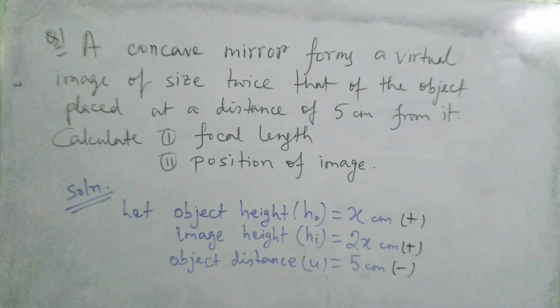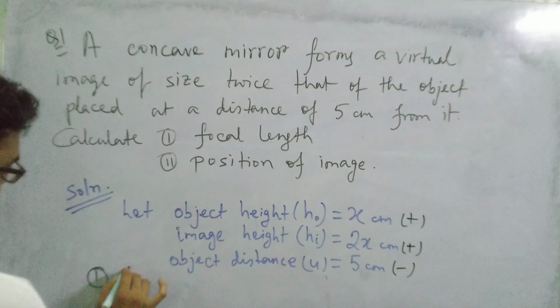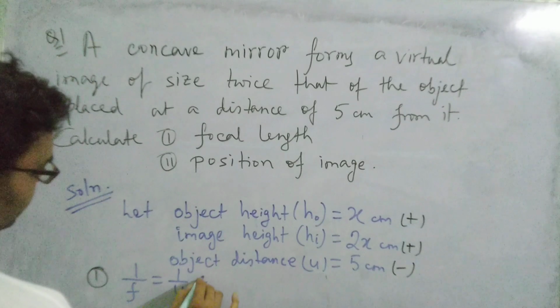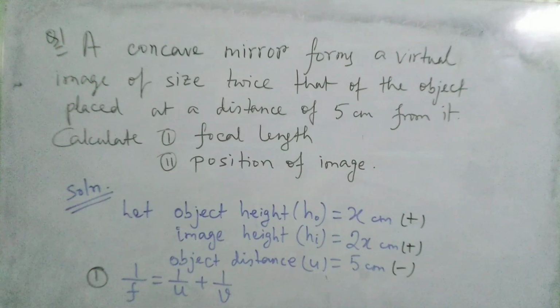Nothing. So to determine the focal length and the position of the image, we know that there is a formula relating the focal length, image distance and object distance, and that is 1/f = 1/v + 1/u. Now only u has been given, v has not been given, and you have to determine f. So there are two variables. We have to take the help of another equation, and that is the equation for the magnification.